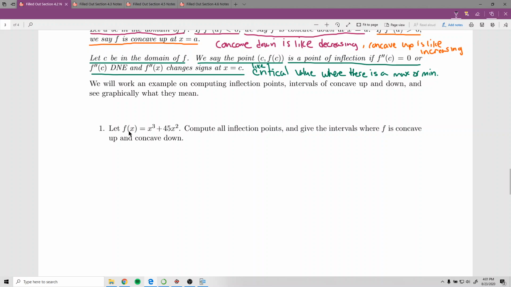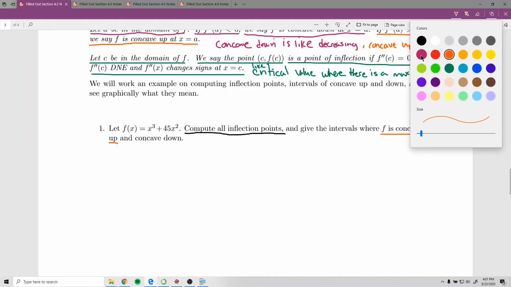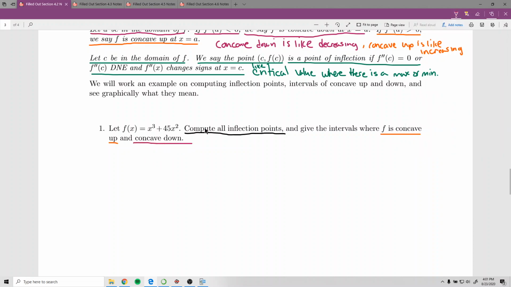All right, so it says let f of x equals x cubed plus 45x squared. We want to compute all inflection points and give the intervals where f is concave up and concave down. Right, but all this stuff tells us to do the second derivative.